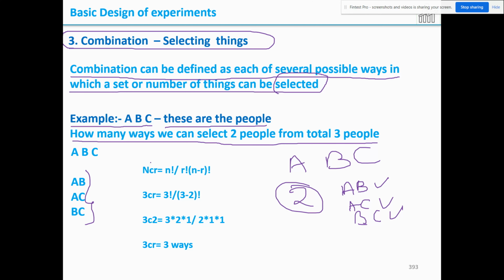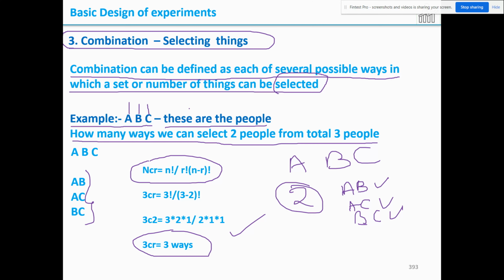Therefore, nCr is equal to n factorial divided by r factorial into (n minus r) factorial. So 3C3 is equal to three ways we can arrange these three people. In the same way, A is a parameter, B is a parameter, C is a parameter. If I want to do design of experiment by changing two parameters at a time, I can use this formula. That means AB I can change at a time, AC I can change at a time, and BC. There are three experiments you can conduct and find out the optimum result.